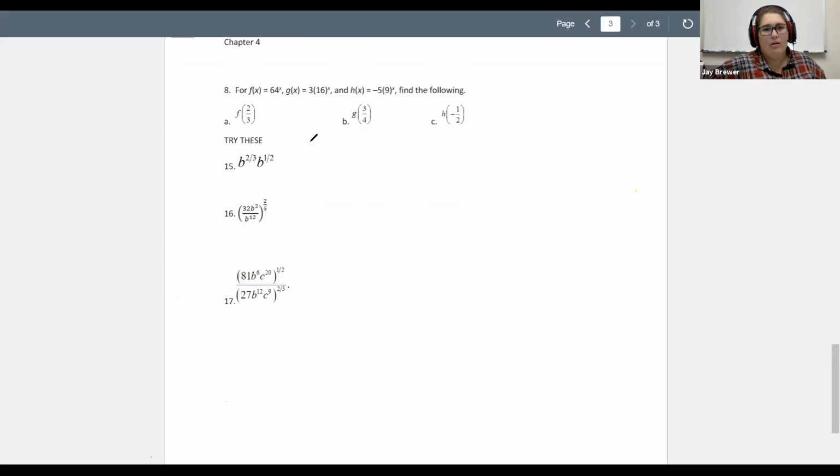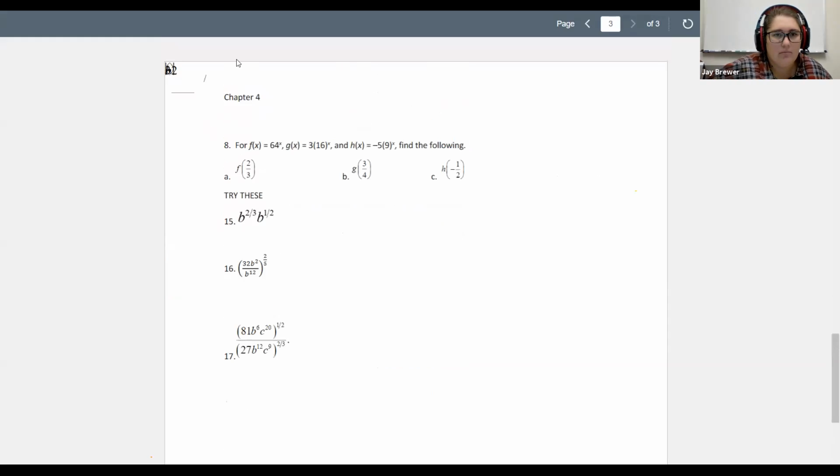It's kind of tight in here, so I think I'm gonna write some stuff up in the margin if I can. So f of 2/3. Here is our f function, here's our g function, here's our h function. F of 2/3. So that means we're gonna do what? Somebody walk me through it.